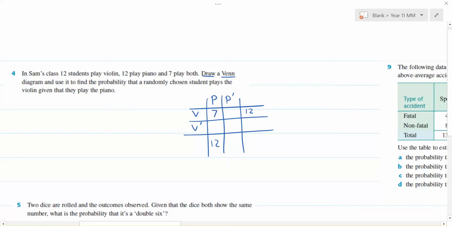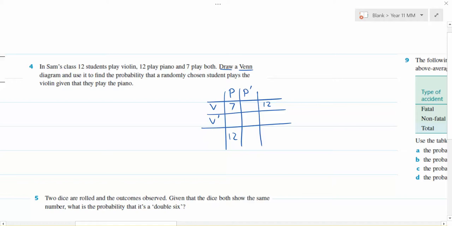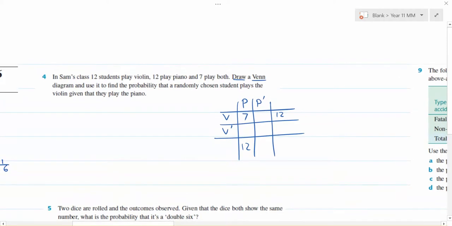Now, the question is, I guess we don't know the total number of students there are. Do we? It doesn't actually say. Draw a Venn diagram. Use it to find the probability the randomly chosen student plays the violin, given that they play the piano. I would have thought they would have told you the total, but they haven't. So I guess we'll just fill out what we know.